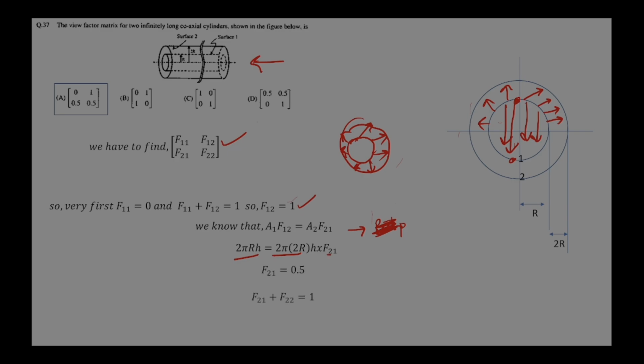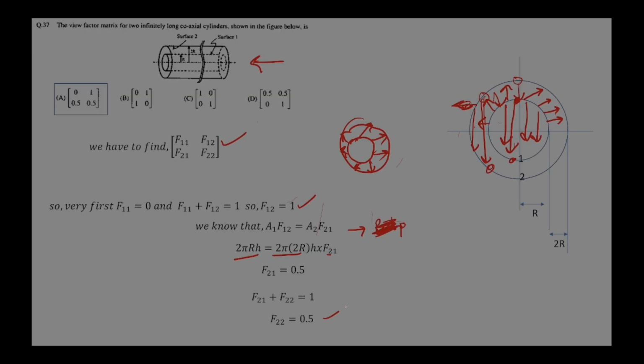Now F21 plus F22, why? It is possible for 2 to go to 2, because there is no outside heat, only inside heat. So F22 is possible and F21 is also possible. So F22 plus F21 is 1, because some of the heat is going to 1 from 2 and some of the heat is going to 2 from 2. So F21 plus F22 is 1, and F22 is 0.5. That means it is confirmed that 50% is going to 1 and 50% is going to 2 from 2 only.